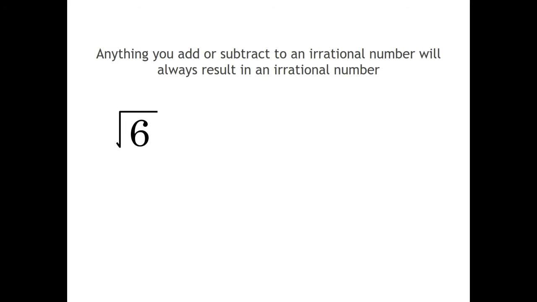Now, an important point, and this is something that I've seen on past Regents: anything you add or subtract to an irrational number will always result in an irrational number. So if you have an irrational number and you add to it, the result will always stay irrational. So let's say we have radical 6. Radical 6 is irrational. Why is radical 6 irrational?